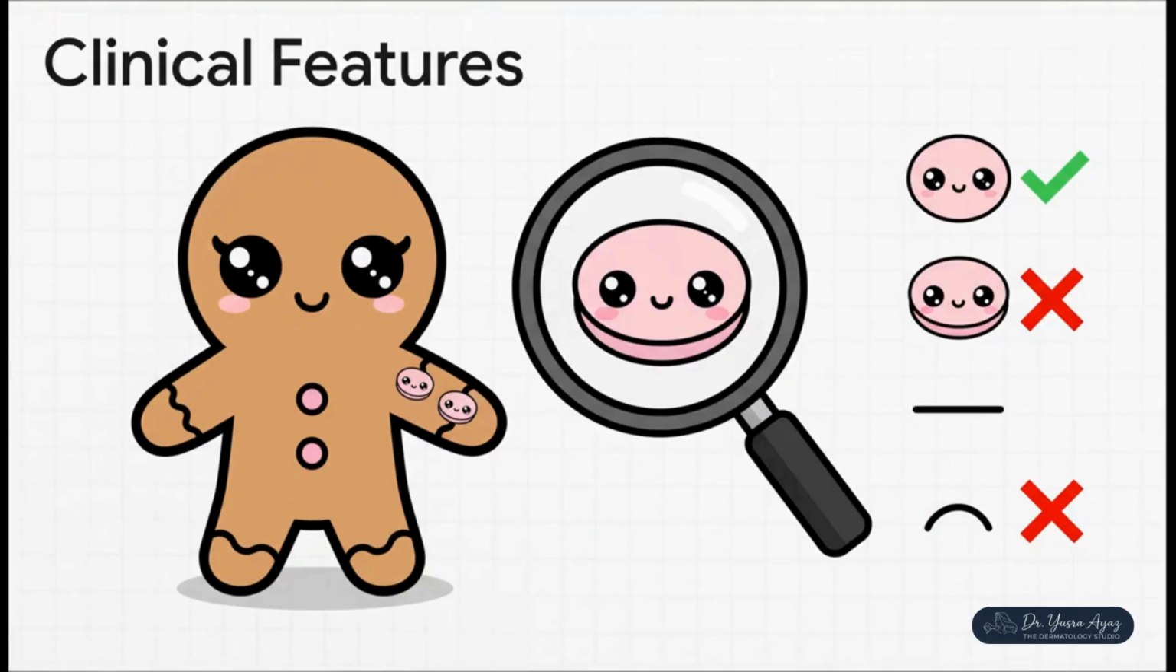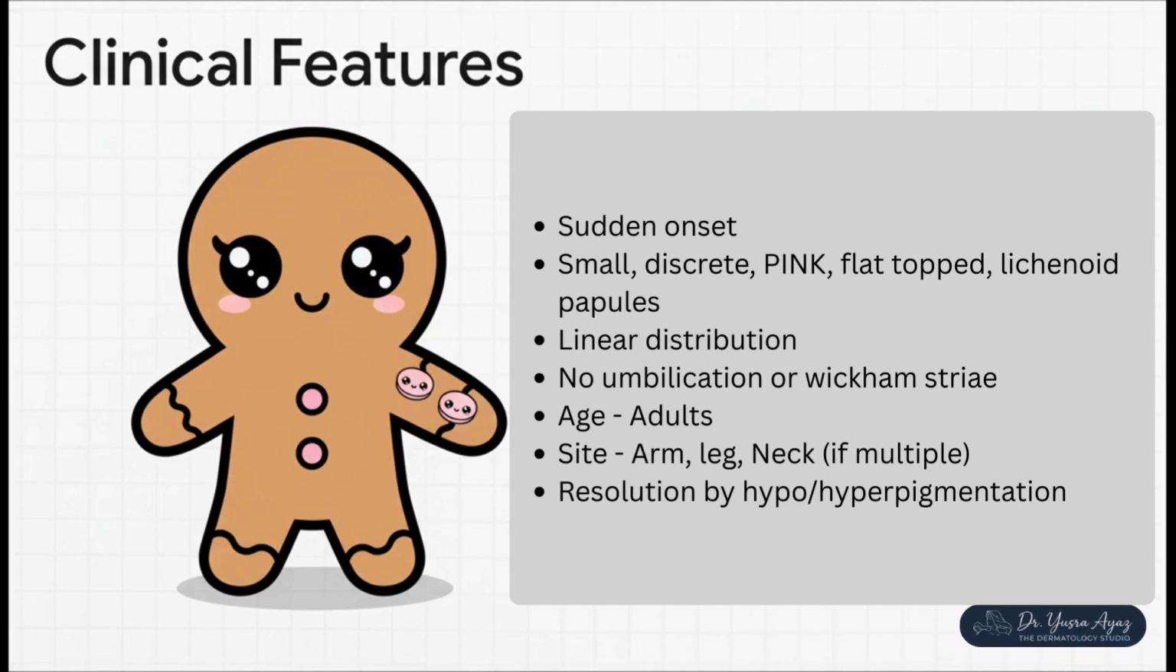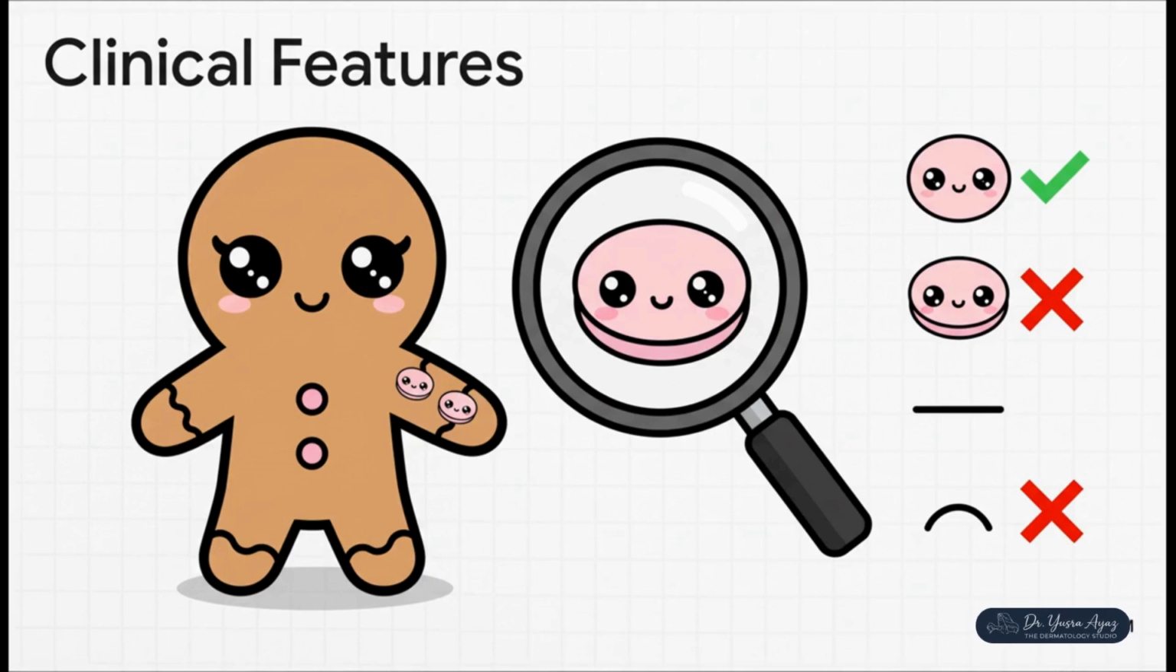So what does a doctor actually look for when they see this? The classic sign is how suddenly it appears, as this linear band of small, pink, flat-topped bumps. The color is a really big clue. It's pink, not that purplish or violaceous color you see in a similar-looking condition called lichen planus. It also doesn't have those lacy white lines called Wickham's stria or the little central dimples that are trademarks of other rashes. And most of the time, you'll find it on an arm, a leg, or the neck.